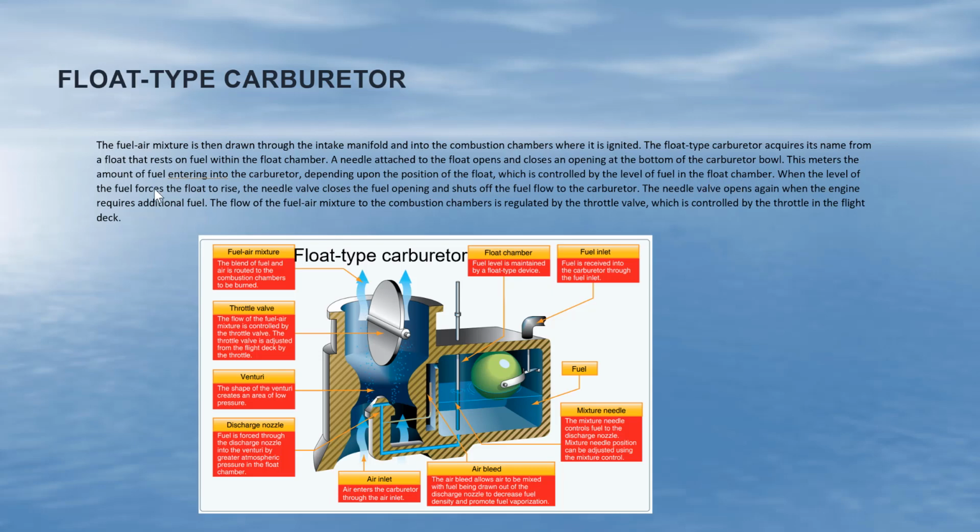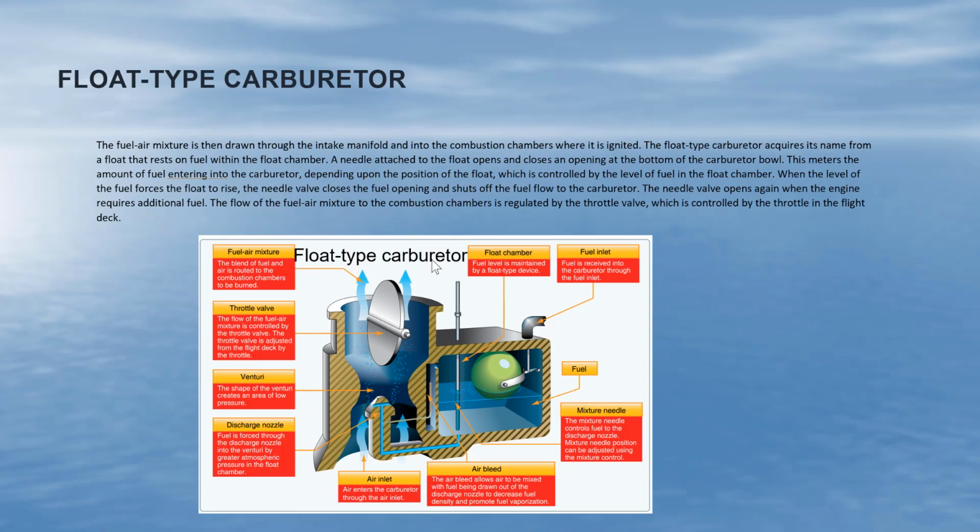When the level of the fuel forces the float to rise, the needle valve closes the fuel opening and shuts off the fuel flow to the carburetor. The needle valve opens again when the engine requires additional fuel. The flow of the fuel air mixture to the combustion chambers is regulated by the throttle valve, which is controlled by the throttle in the cockpit or flight deck.